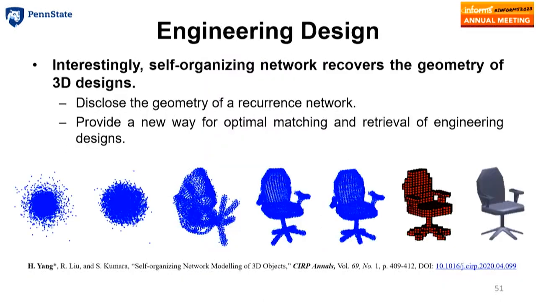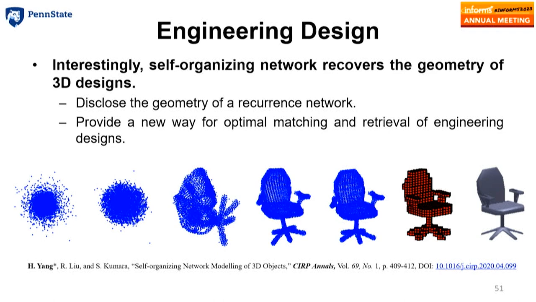Now, how could we use this in engineering design? Very interesting: self-organizing network recovers the geometry of 3D design. This discloses the geometry of a recurrence network, and provides a new way for optimal matching and retrieval of engineering designs.